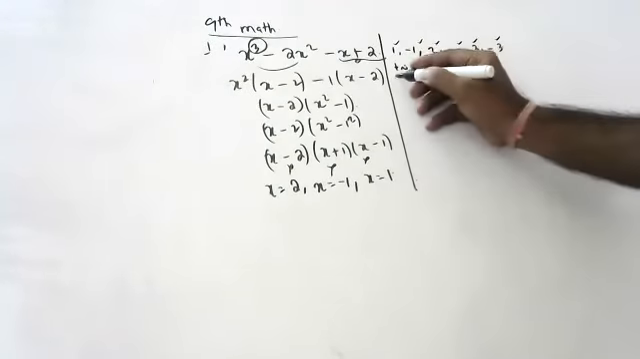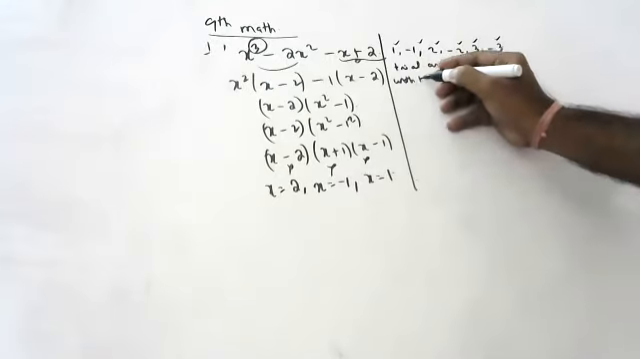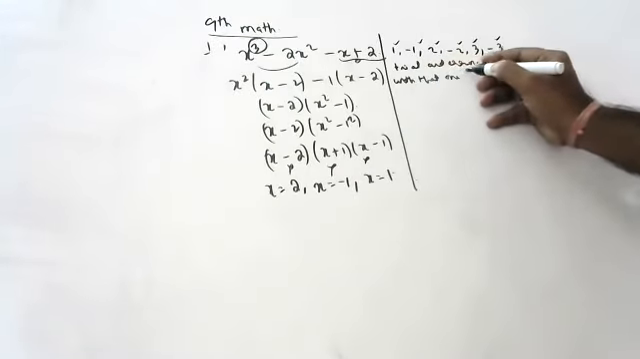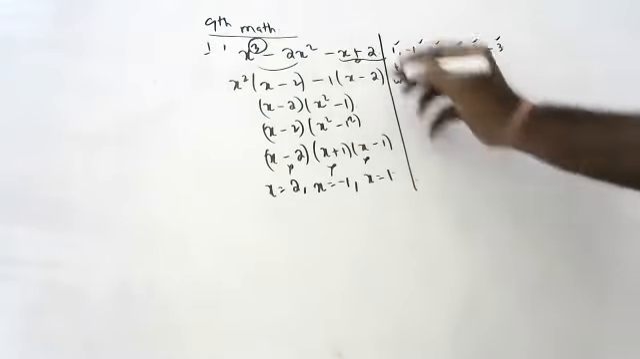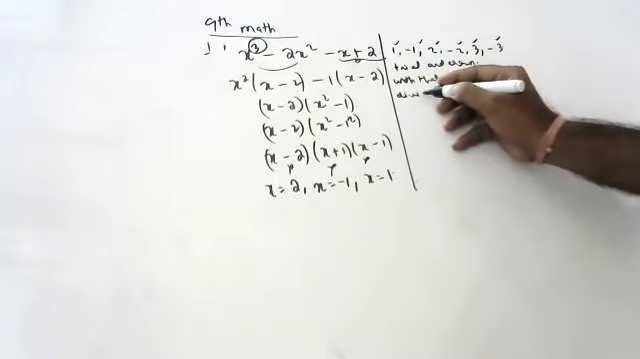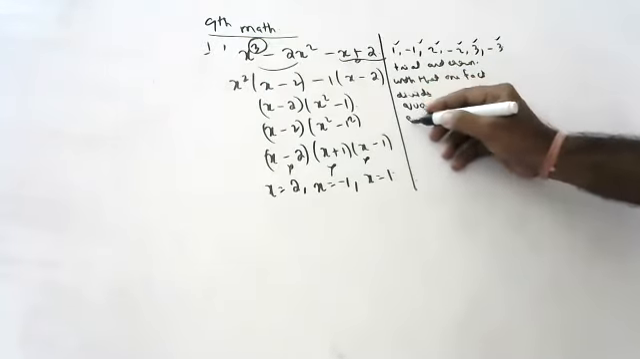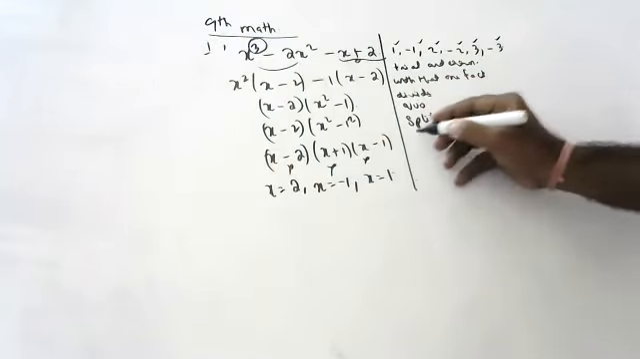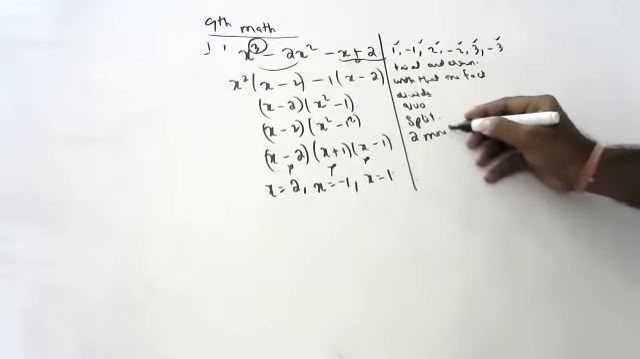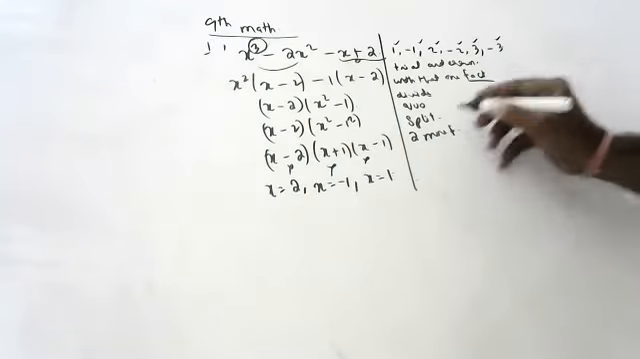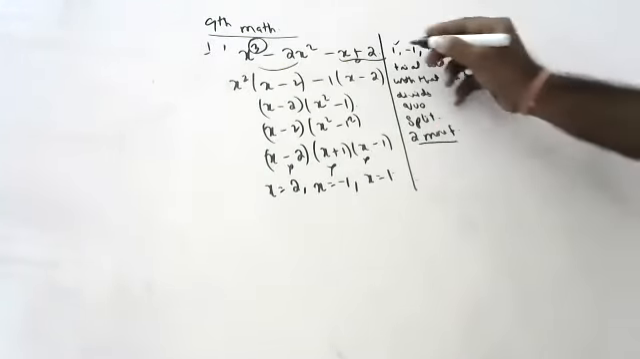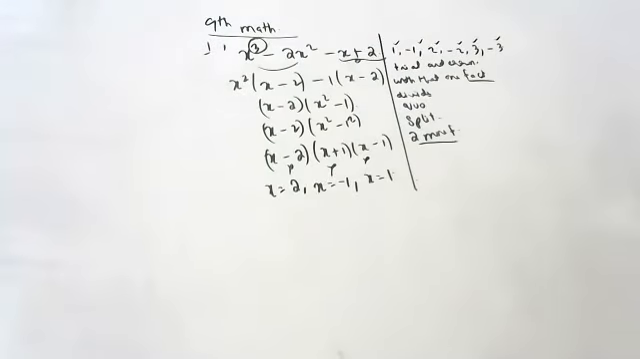After getting that one factor, with that one factor, divide this polynomial. Then you will get the quotient. That quotient, you split the middle term. Then you will get 2 more factors. One factor we found out, 2 factors we got, so 3 factors. Highest power 3 means you have to do like this.